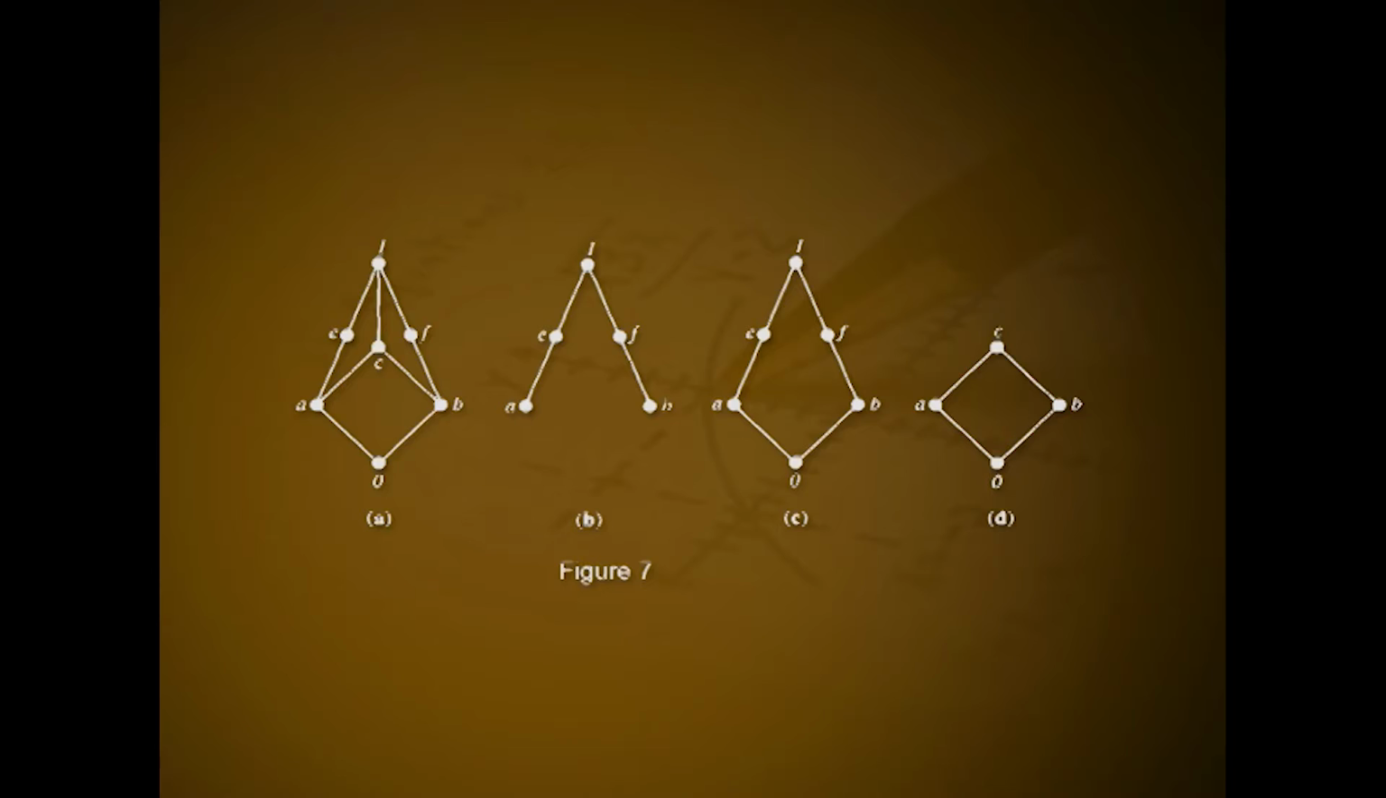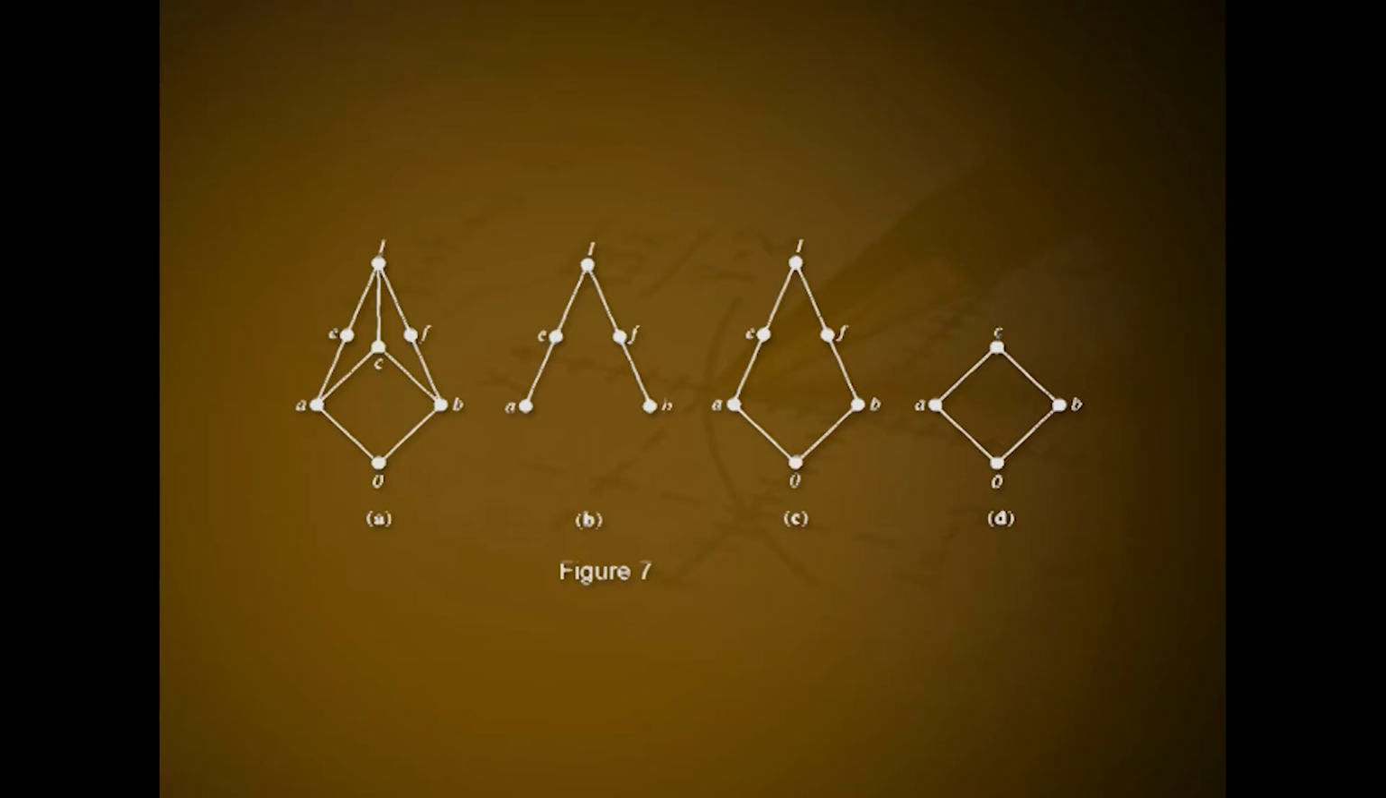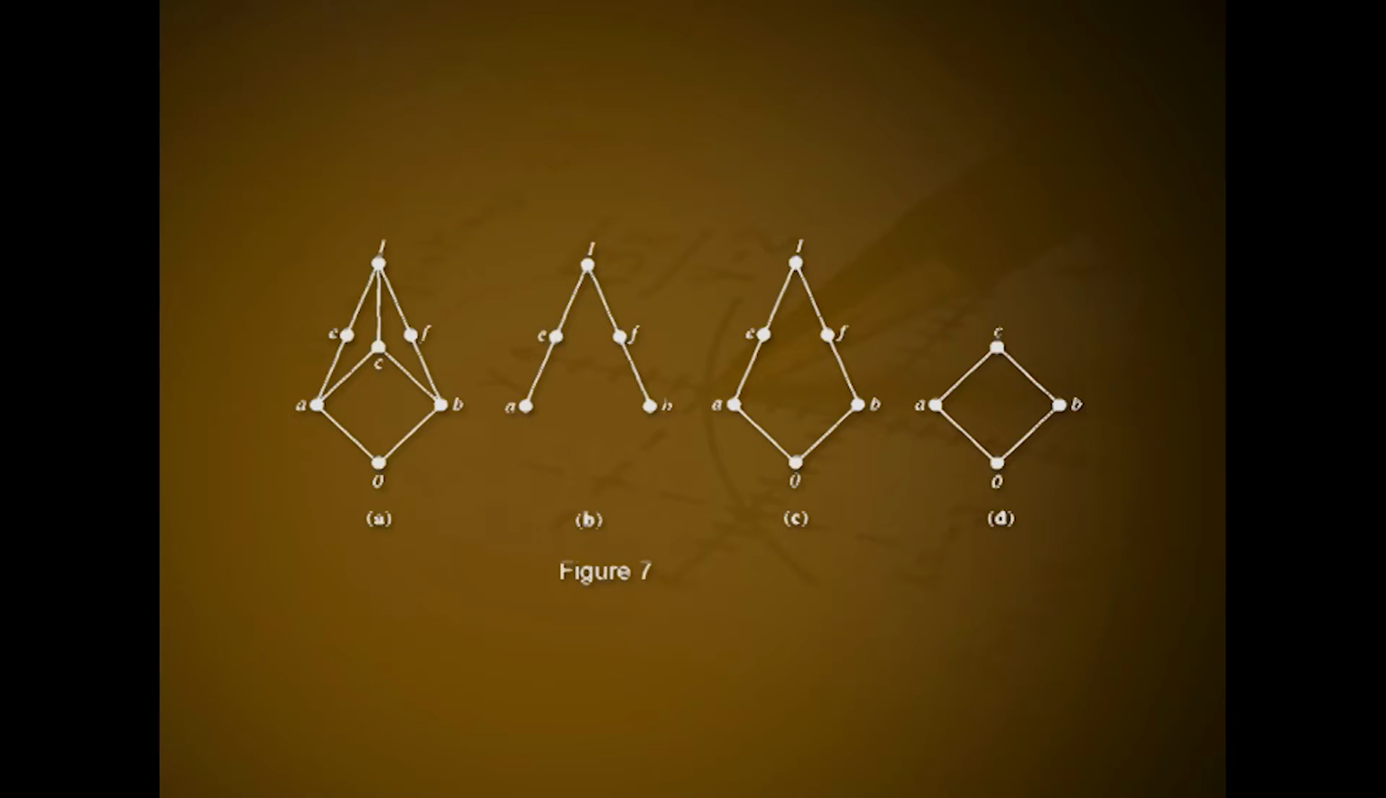Example 6. Consider the lattice L shown in Figure 7a. The partially ordered subset SB shown in Figure 7b is not a sublattice of L since a meet b is not an element of SB. The partially ordered subset SC in Figure 7c is not a sublattice of L since a join b is not an element of SC, but we can see that SC is a lattice when considered as a poset by itself. The partially ordered subset SD in Figure 7d is a sublattice of L.